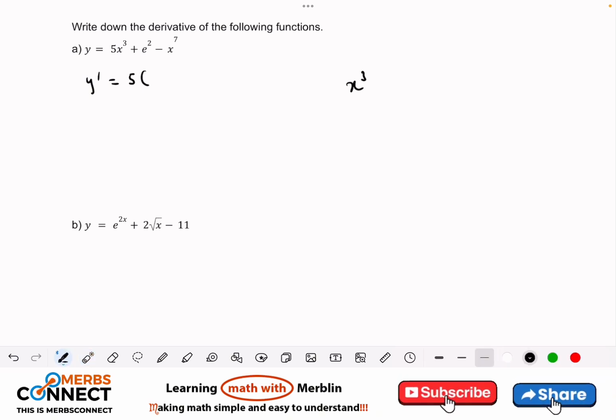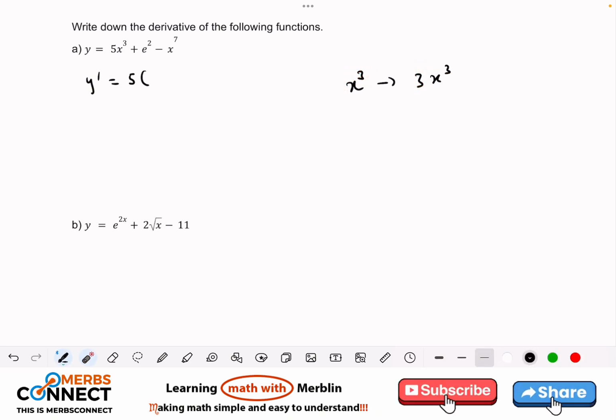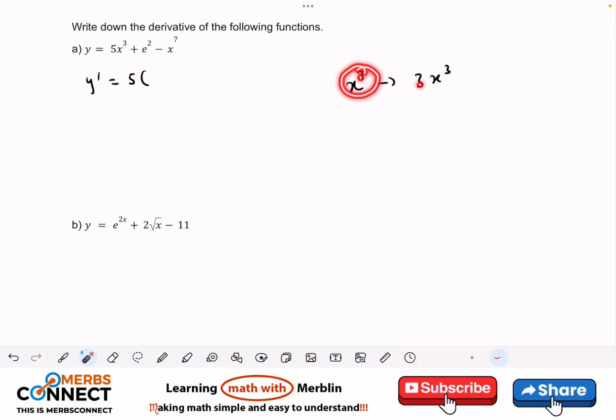So x cubed, using the power rule, this implies that 3 drops down. So the power here drops down, which is 3. Then I maintain the function again, x. So you see that 3 drops down, I maintain the function again, but the power rule says that I need to subtract 1. And this is going to give us 3x squared here, plus, now we want to differentiate e squared.